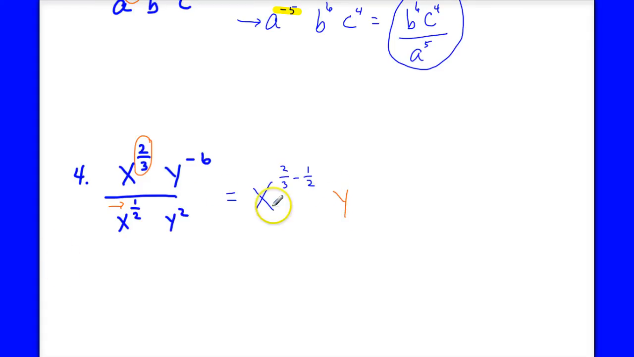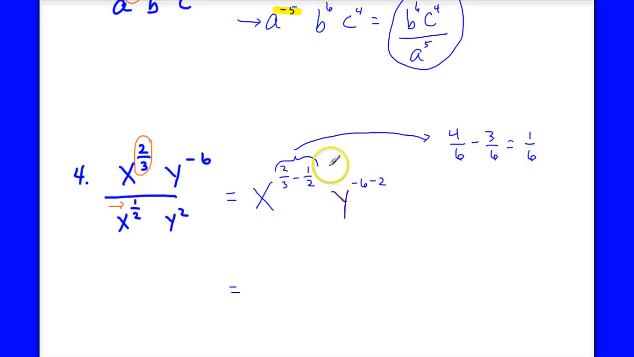Whoops. I'll just draw over it there. Okay, y to the negative 6 minus 2. All right, then we got a little bit of math to work out here. Well, quick review of fractions. We can't subtract those unless we have a common denominator. So I'll do that real quick. 2/3 is the same thing as 4/6. 1/2 is the same thing as 3/6. So we have to use that to get 1/6. Okay, so 2/3 minus 1/2 is equal to 1/6.